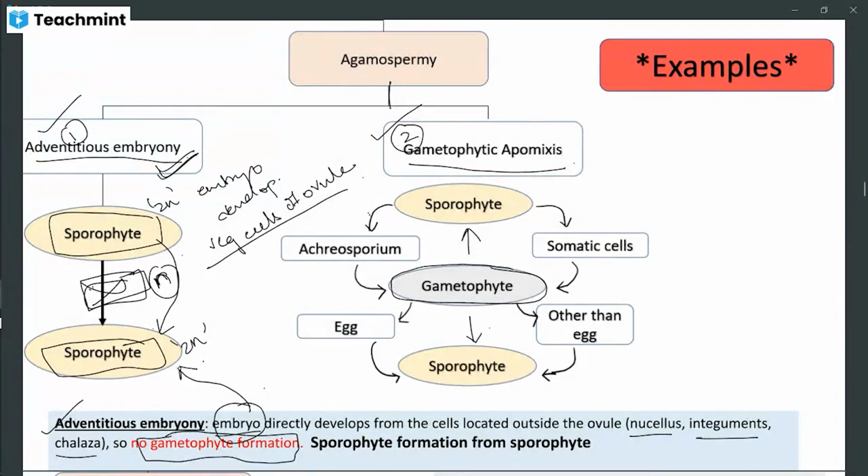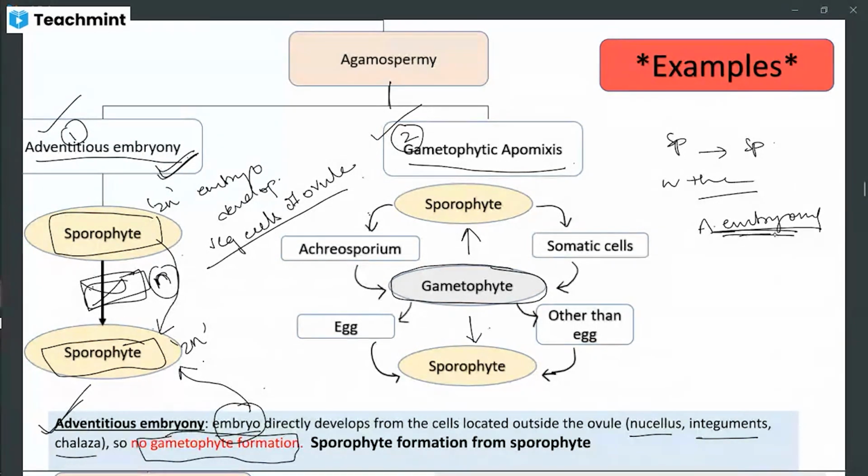So hope you understood completely about adventitious embryony. That is, the embryo directly develops from the vegetative cells, and these vegetative cells are nothing but the nucellus, integuments, and chalaza. So without any gametophyte formation, a sporophyte directly produces a sporophyte. There were many questions in JRF regarding this. What is this mechanism known as? This is known as adventitious embryony.